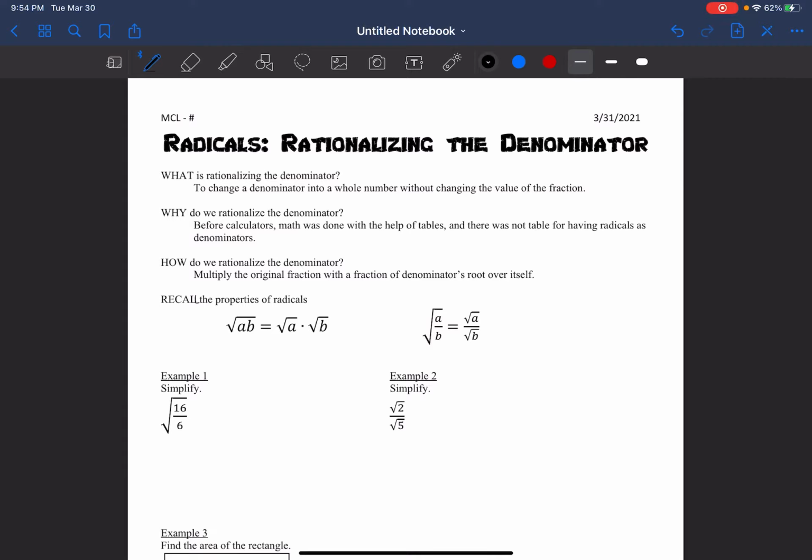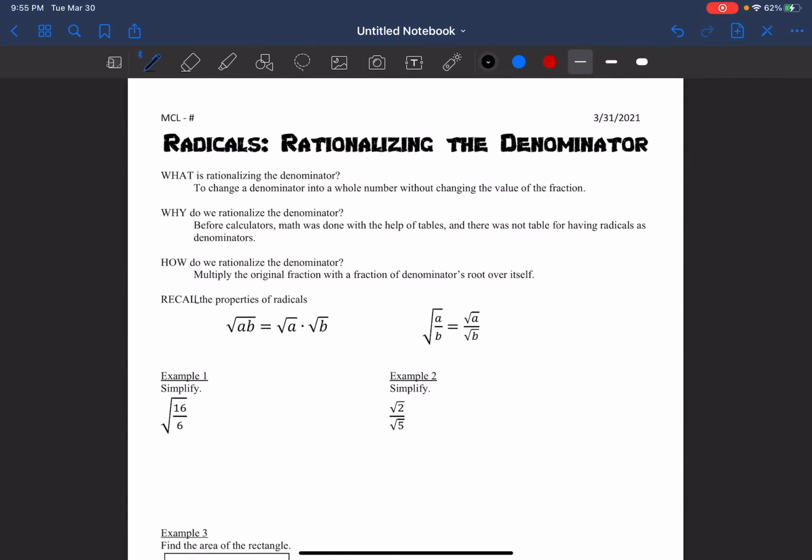How do we rationalize the denominator? Pretty much with a square root, we are going to multiply our given fraction with a second fraction. The second fraction is going to be pretty much 1 because the second fraction is going to be the denominator of the given fraction over itself. So I've already made a mistake in spelling. It shows it in there.